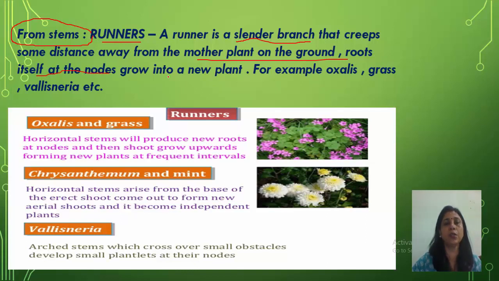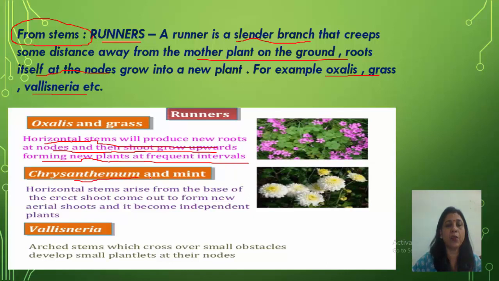You know nodes and internodes? Nodes are the part of the stem or a root where the new leaves or the roots arise. तो nodes पर यहाँ पर क्या grow करती हैं? Roots grow करती हैं. Examples of runners are oxalis, grass, vallisneria, etc. These are runners. In oxalis and grass, the horizontal stems will produce new roots at nodes and then shoots grow upwards, forming new plants at frequent intervals.